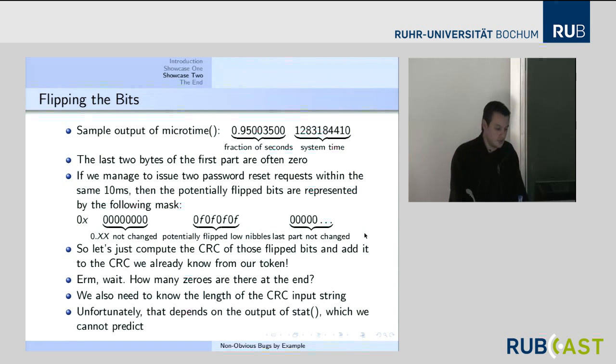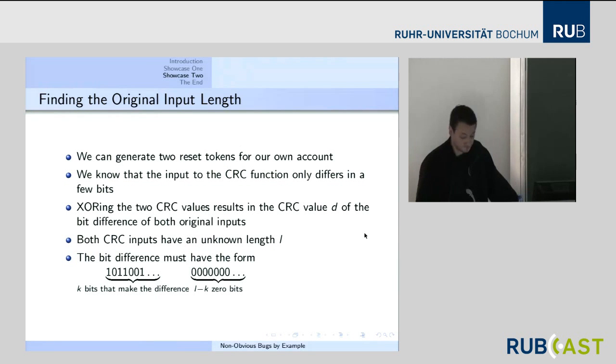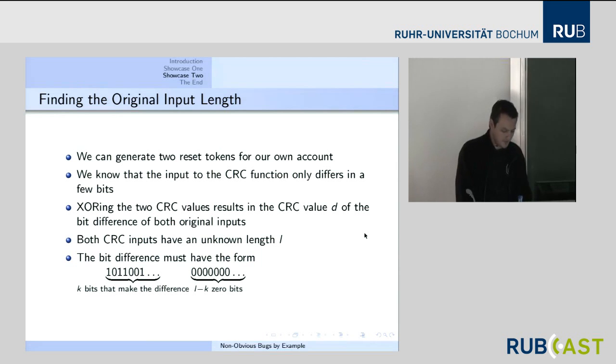The length of the string depends on the output of stat. And the output of stat we assume to be unable to predict. Okay, so another showstopper. So before we can actually proceed with our attack, we need to determine the length of the input to the CRC function. And that's the last mathematical part of it. Yeah, it's the last showstopper here. And man, it took me, I don't know, weeks or so to figure it out.